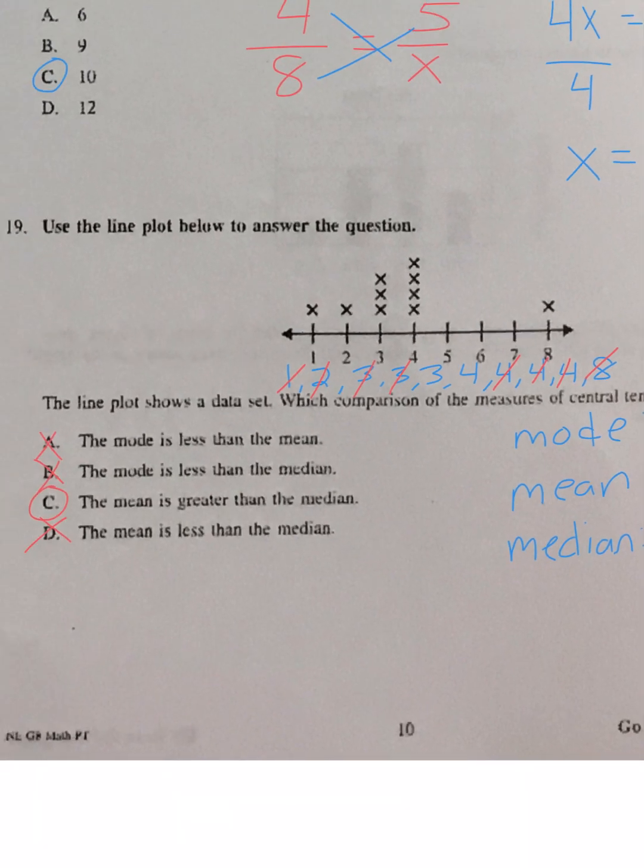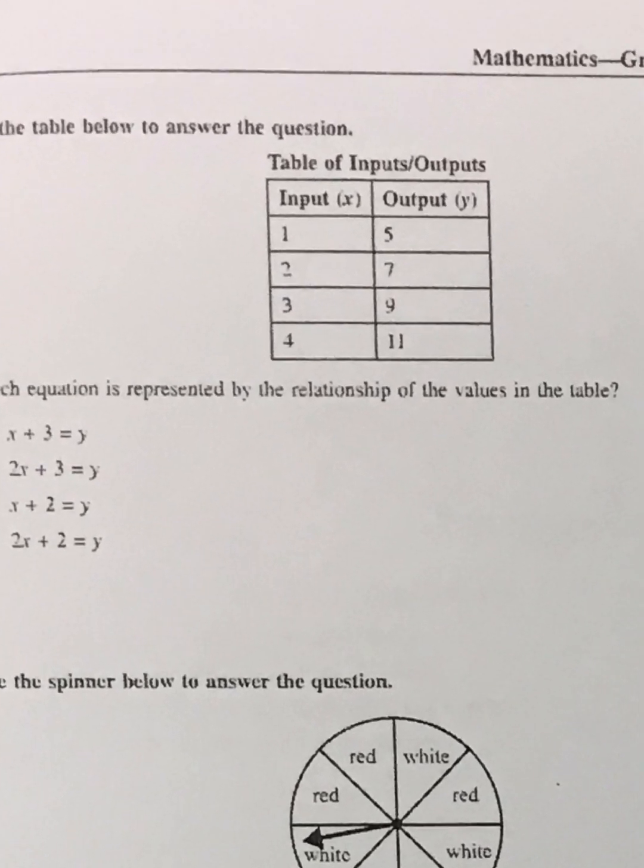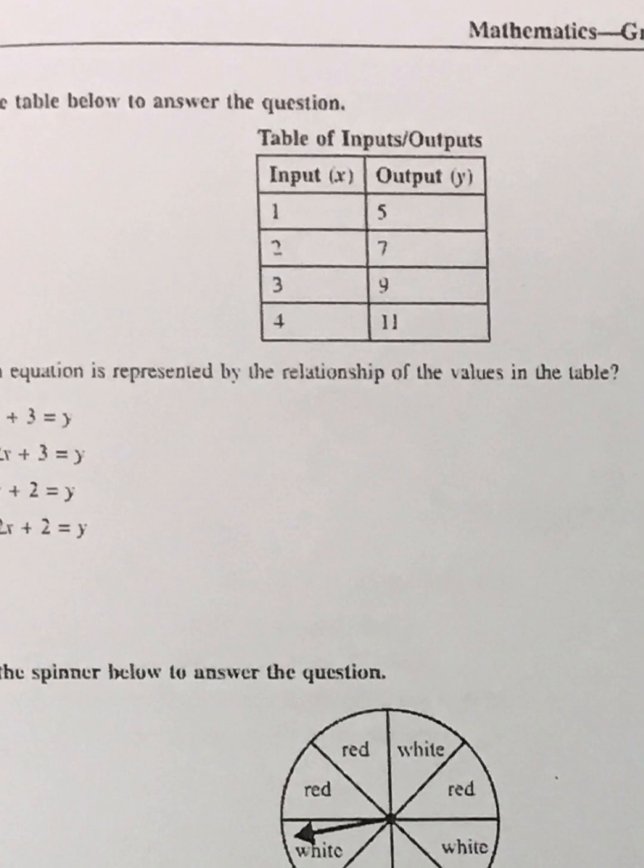Number 20 says use the table below. Which equation is represented by the relationship of the values in the table? When in doubt, do what? Substitute. When in doubt, substitute. I'm going to keep saying that.